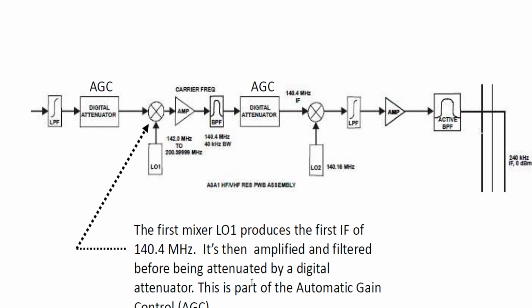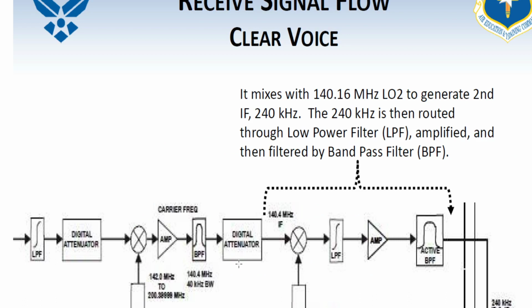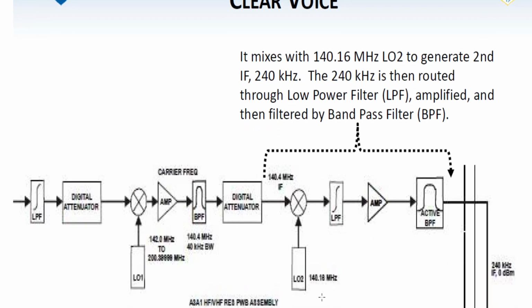So it's going to do its job here. It's then going to amplify and filter before being attenuated by a digital attenuator. This is part of the AGC, like I said. Going through this next portion here, we're going to mix with the 140.16 megahertz LO2, which is still our what? What was that 140.16 again called? No, not your first IF. Not the 140.16. What's that called? Do you remember?